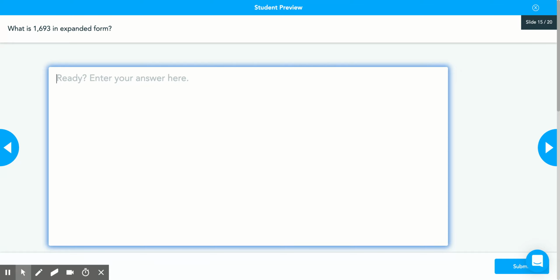So, we have the 1 in the thousands place that will equal 1,000. We have the 6 in the hundreds place that would equal 600. We have the 9 in the tens place that would equal 90. And we have the 3 in the ones place that would equal 3. So we put all the 4 expanded numbers together and get 1,000 plus 600 plus 90 plus 3.